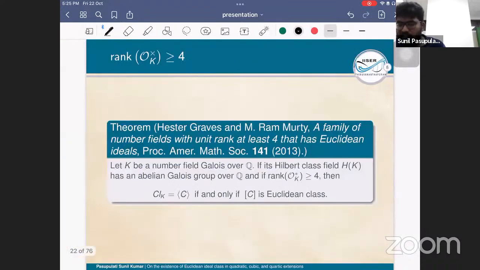One such work: Murty and Graves actually proved, for a certain class of number fields, abelian number fields where the unit rank is greater than or equal to 4, that it has a Euclidean ideal without the assumption of GRH. So if K is a number field which is Galois over Q, and the rank of O_K star is greater than or equal to 4, then the class group is cyclic if and only if it has a Euclidean ideal class.